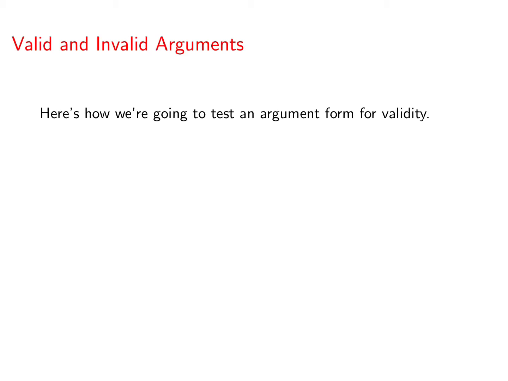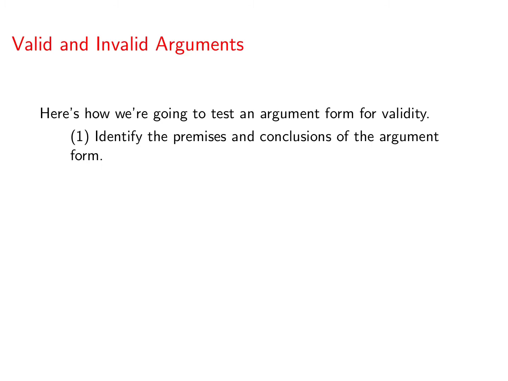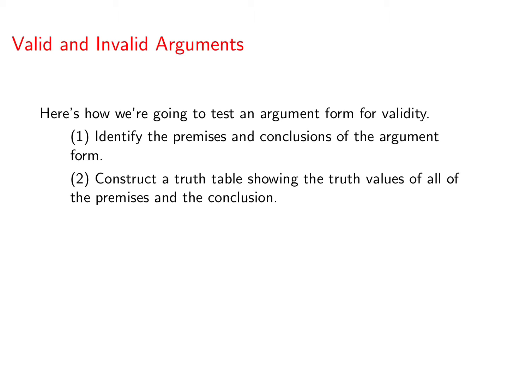All right, here's how we're going to test an argument form for validity. First, we're going to identify the premises and conclusions of the argument form. The last statement form is the conclusion. All the statement forms that come before are the premises. Next, we're going to construct a truth table. It'll show the truth values of all the premises and the conclusion.